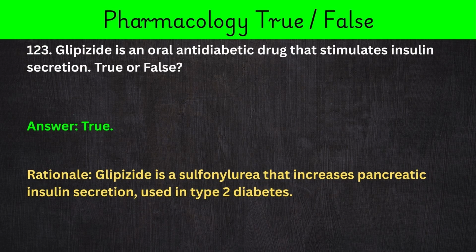123. Glipizide is an oral antidiabetic drug that stimulates insulin secretion. True or false? Answer: true. Rationale: glipizide is a sulfonylurea that increases pancreatic insulin secretion, used in type 2 diabetes.